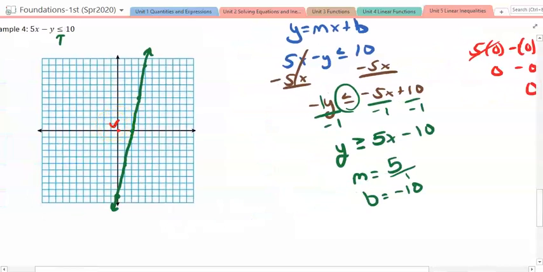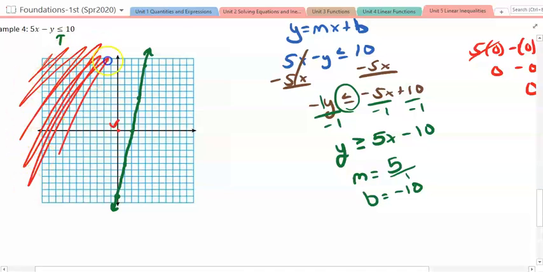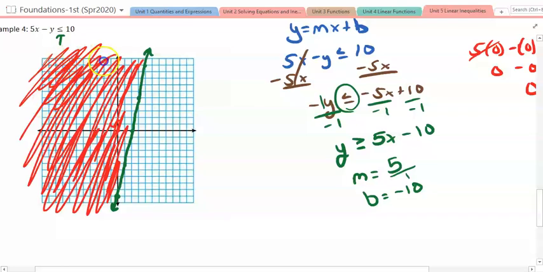So if it checks out, I shade where that point is. It doesn't matter if it's above or below or right or left, I shade where it is. And in this case, that is above this line or to the left of this line. And any point in that red shaded region and any point along this green line would be a solution of this inequality.